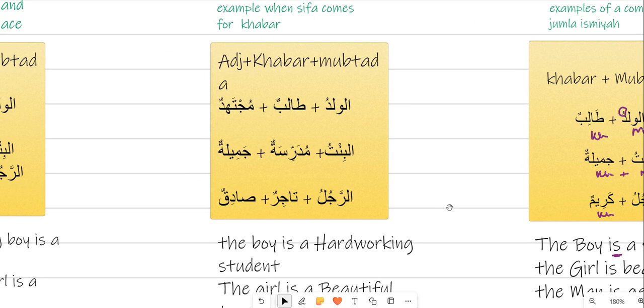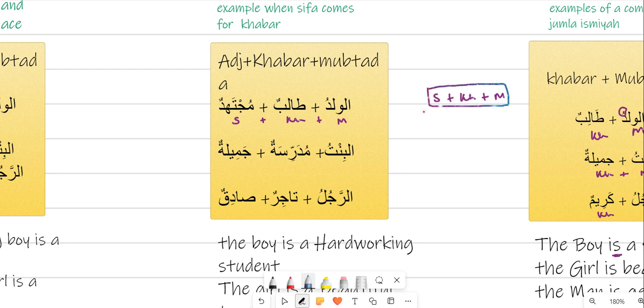Now whenever sifa comes for khabar, you will see the sifa coming just after the khabar. You can see this is mubtada plus khabar plus sifa. So the formula that I taught you was mubtada plus khabar plus sifa. You have to apply this every now and then. This is the formula for jumla ismiyah. Sometimes the sifa may come mubtada plus sifa plus khabar. Still, even though the sifa is in between, the harakas don't change. You will still apply the same rule for the harakas.